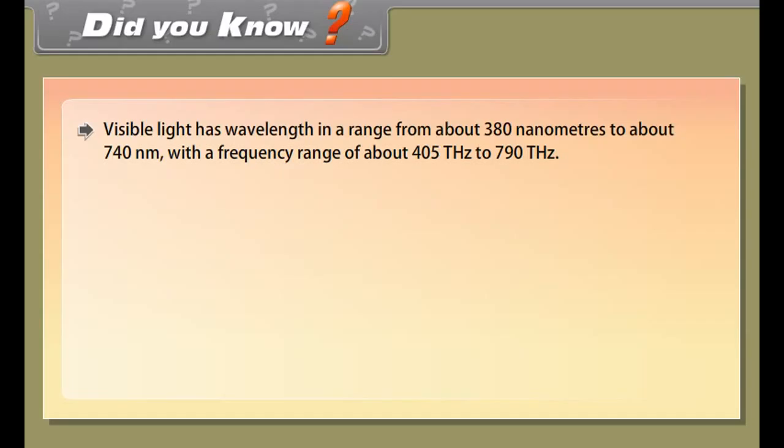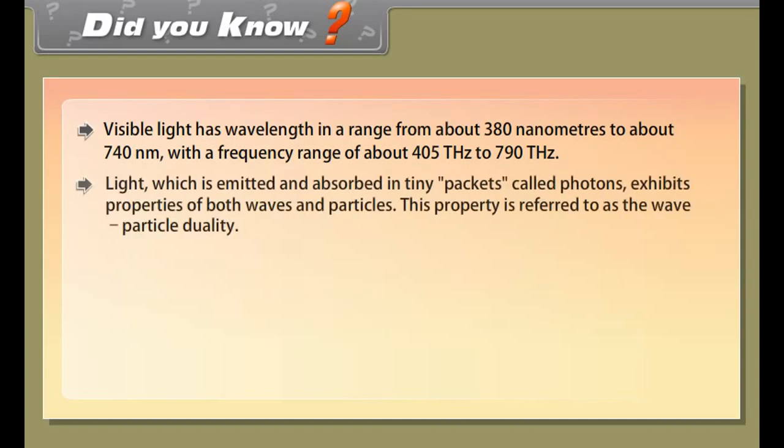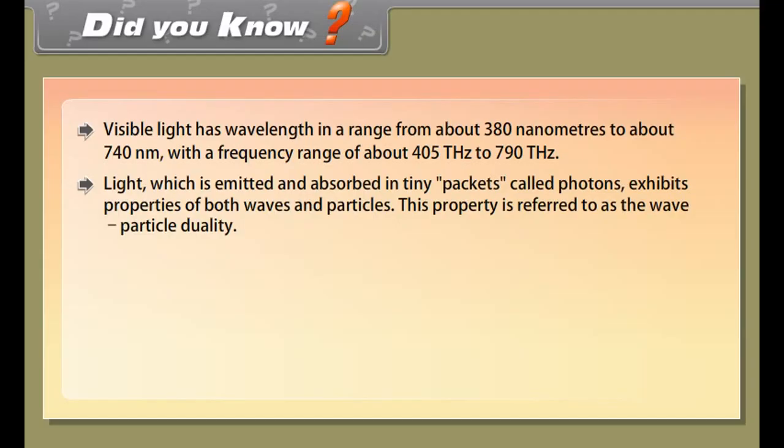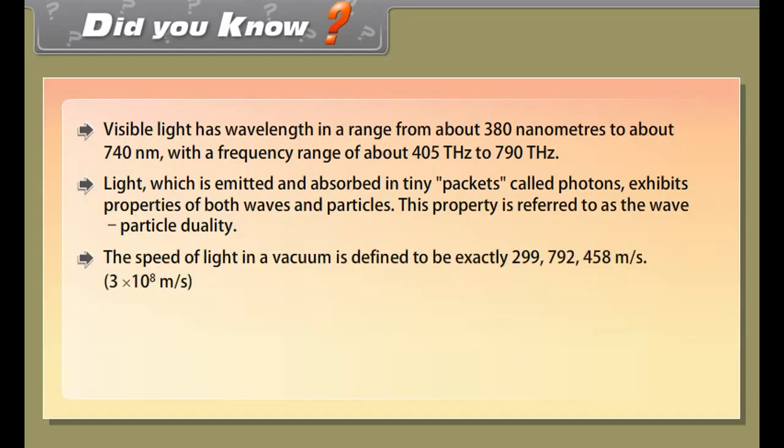Real images. The images that can be obtained on a screen are called real images. Example: images formed on a cinema screen. It is formed by a concave mirror. Virtual images. The images that cannot be obtained on a screen are called virtual images. Example, image of our face in a plane mirror. It is formed by concave lens.